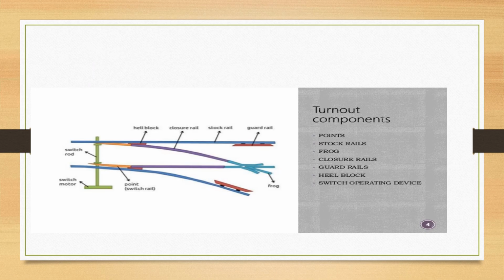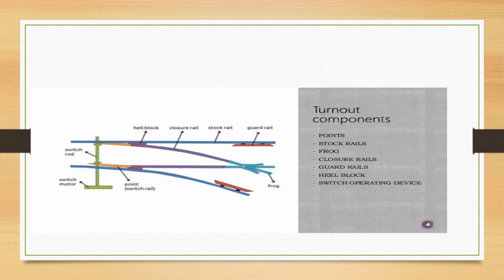Turnout components. A. Stock rails. These stock rails along with their respective tongue rails form a pair of switches or points. The function of stock rail is to ensure smooth working of tongue rails.